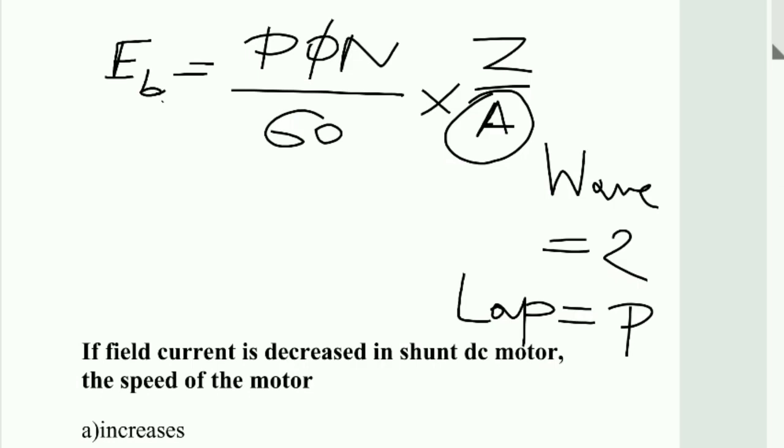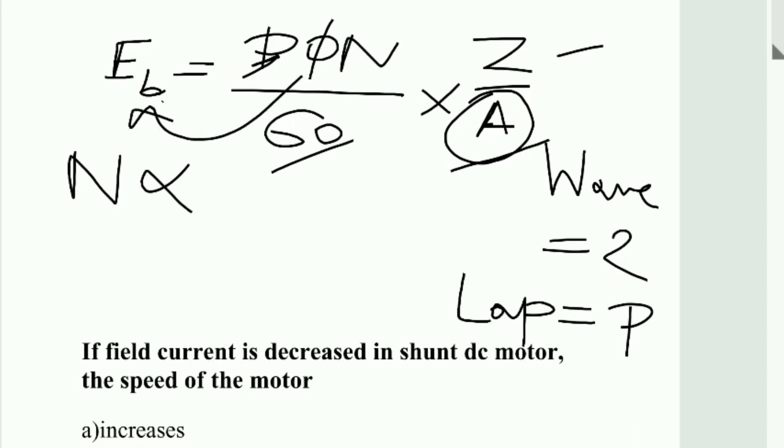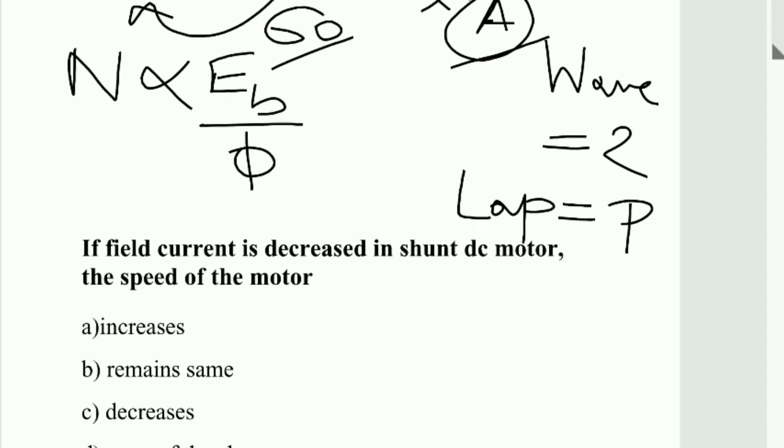ओके, अब हम यहाँ पे P जो है नंबर ऑफ पोल्स, ये कांस्टेंट है, 60 कांस्टेंट है, नंबर ऑफ कंडक्टर्स भी कांस्टेंट है, एंड नंबर ऑफ A पैरेलल पाथ, ये डिजाइनिंग के ऊपर डिपेंड करता है, कौन सी वाले लैप वाइंडिंग है, वेव वाइंडिंग है, तो ये भी कांस्टेंट है. So we will take N varies as EB by phi, right? N varies as EB by phi.